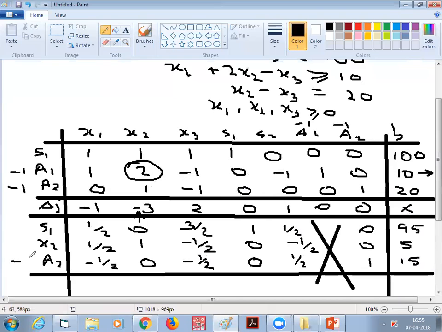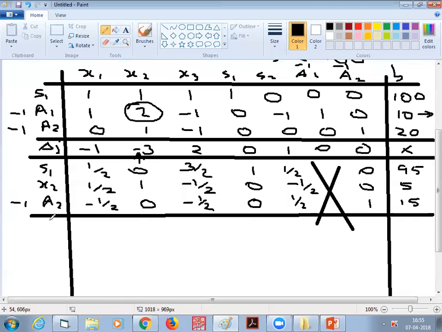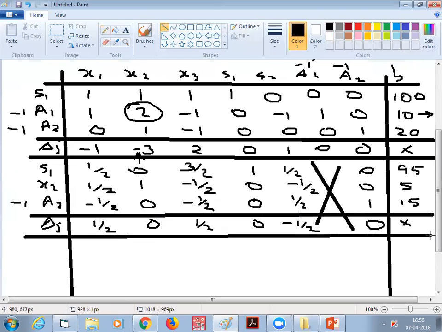And let's get delta J. So this is minus 1. And so delta J is plus a half here. 0 plus a half here. 0. Thankfully, this is minus a half. And this is it. Okay, so thankfully, we'll get to phase 2, luckily.